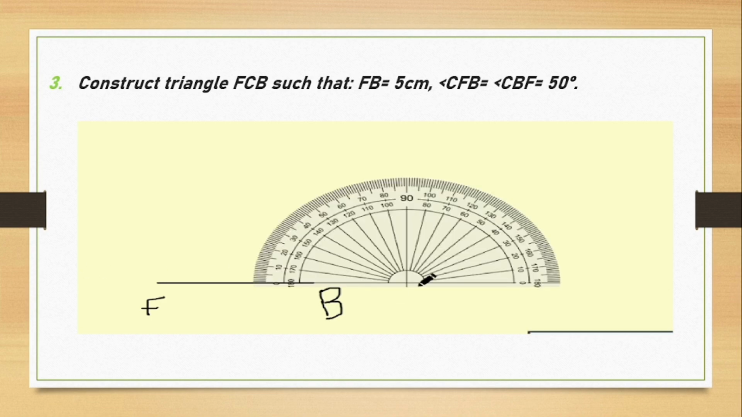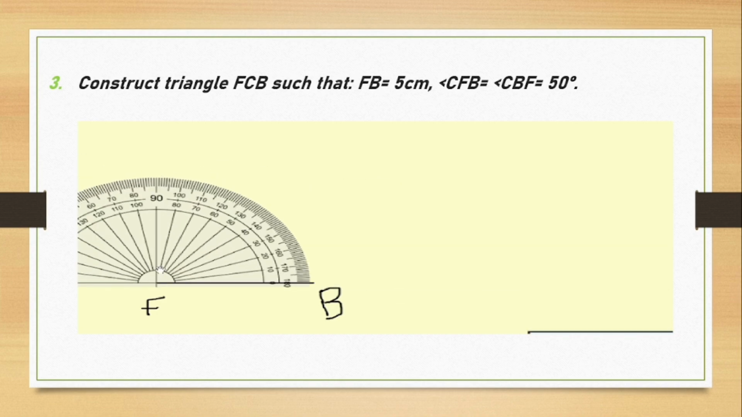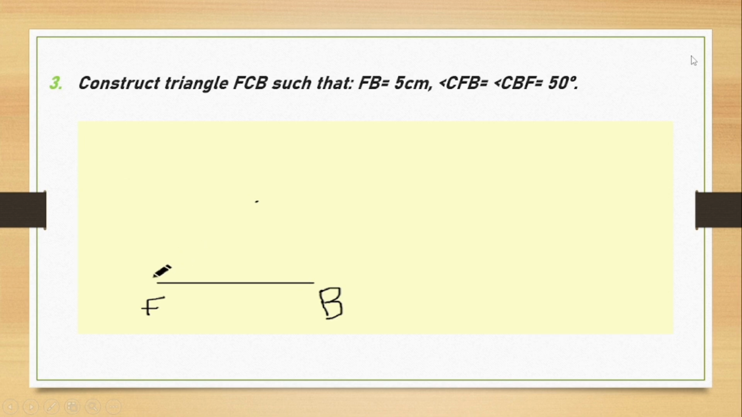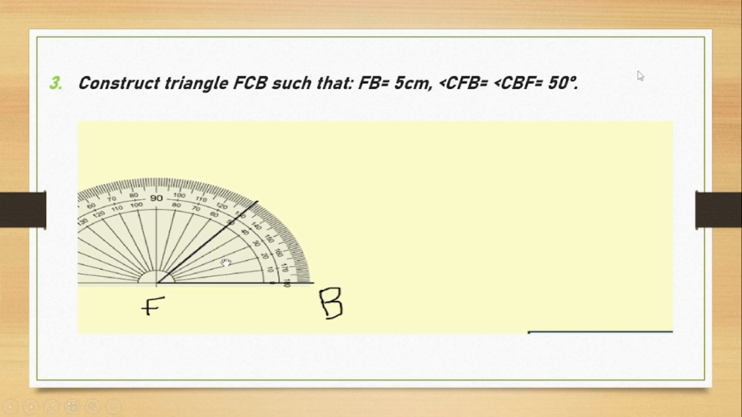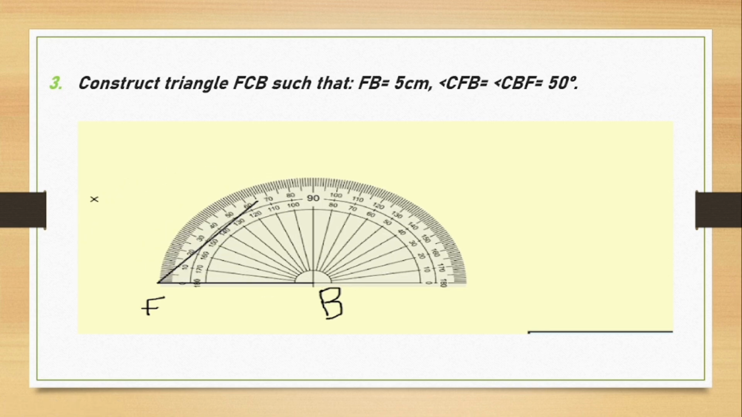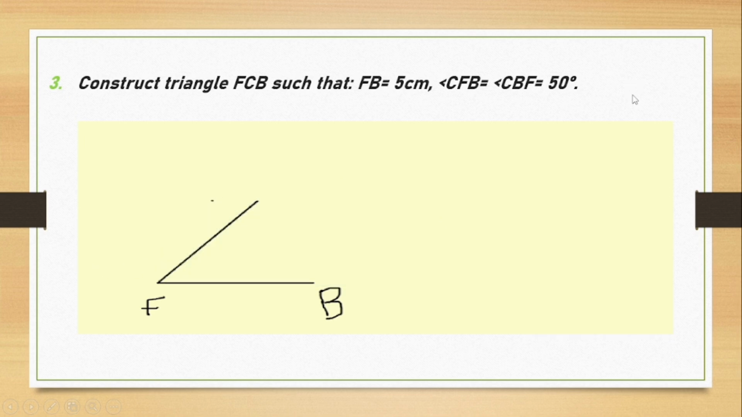Then we put the protractor on F and measure the angle 50 degrees and then connect it to point F. Now move the protractor to point B and mark the angle 50 degrees also because it's isosceles triangle, two equal angles, and connect it to point B. The two sides now intersect at point C.